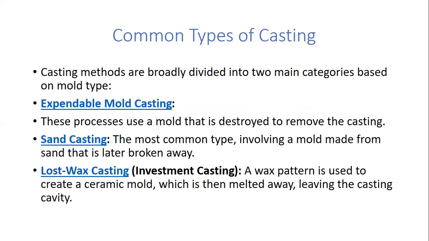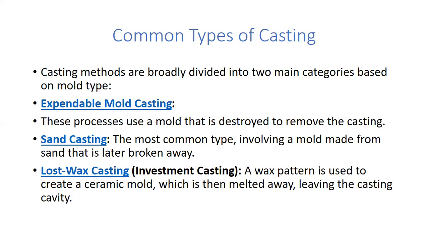Next, we are going to discuss the general common types of casting, say expandable mold casting and non-expandable mold casting. Here there are two subtypes under expandable casting: sand casting and investment casting. In sand casting, we use sand as a mold for preparing the mold cavity. After that, this mold will be broken away in order to take the final product out of the mold cavity.